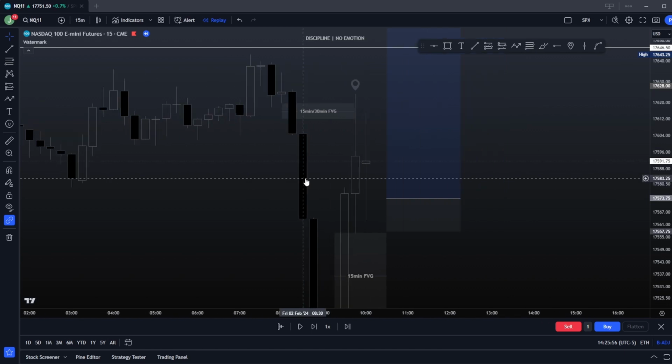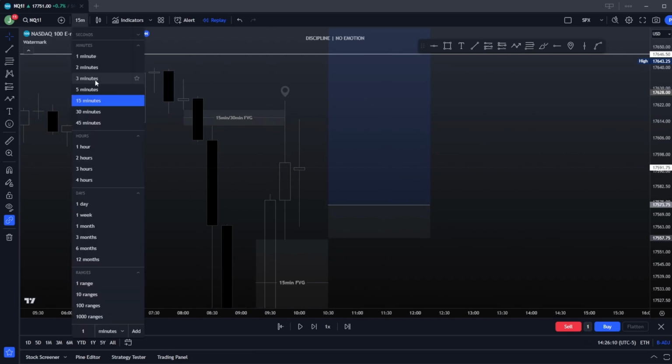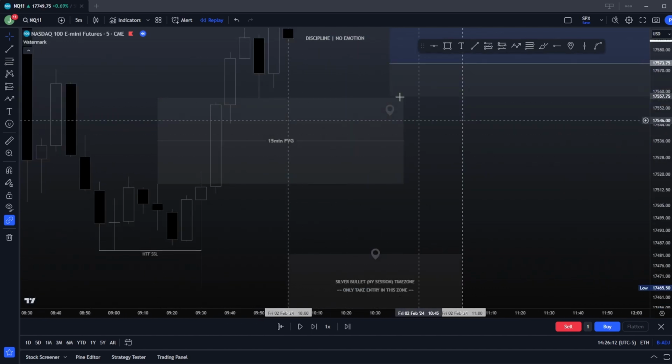Let's flip to the 15 minute. Oh, look. What is that that appeared? We have a fair value gap. The dashed vertical lines, is that? Yeah, that's the time zone. I just put that so you know that when price starts working through here, that's when we start looking for stuff.